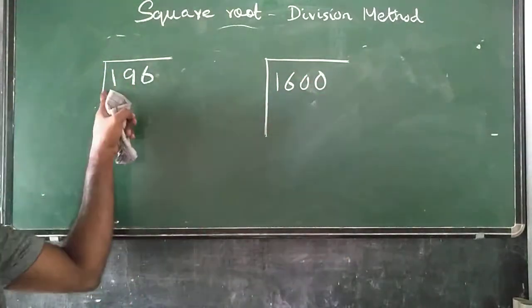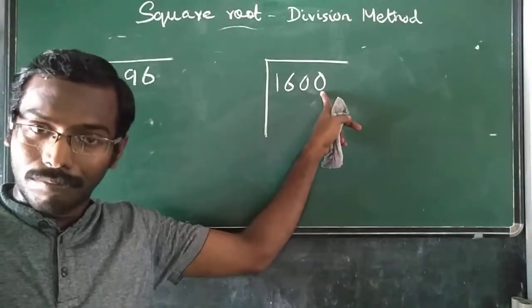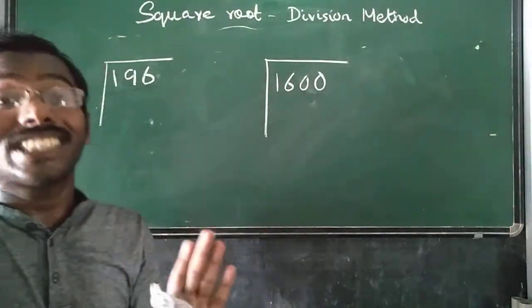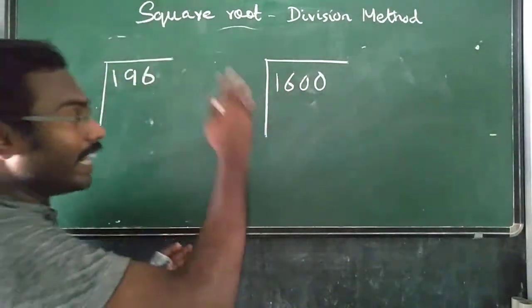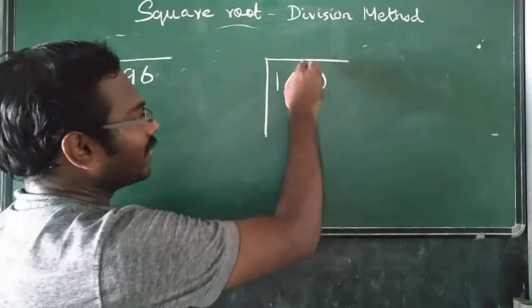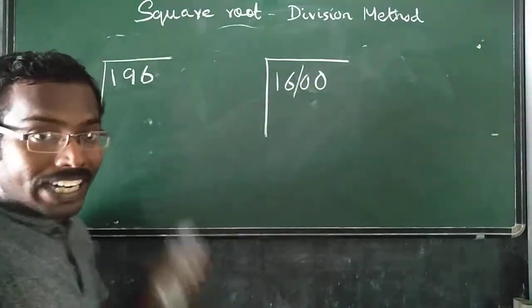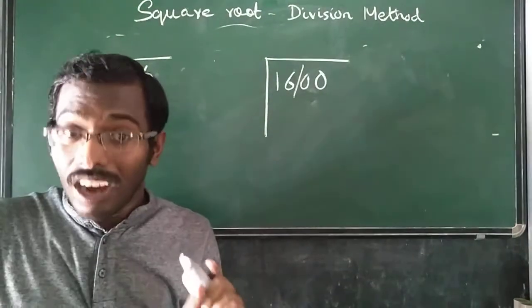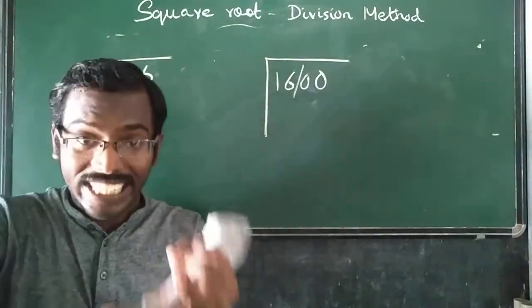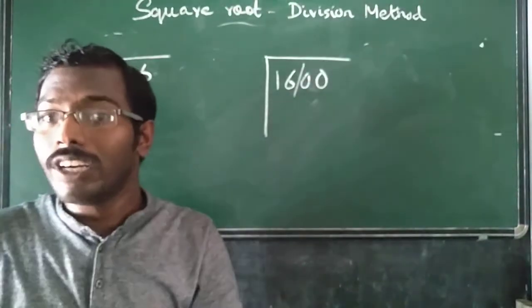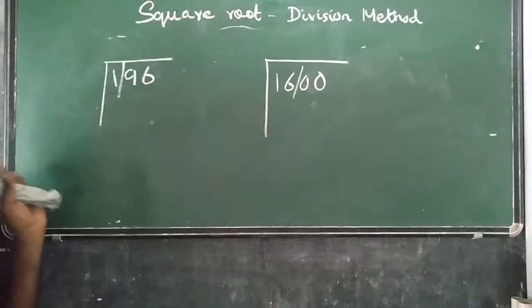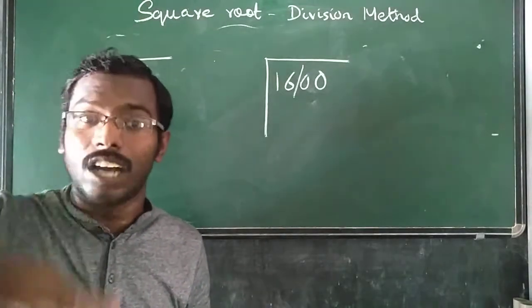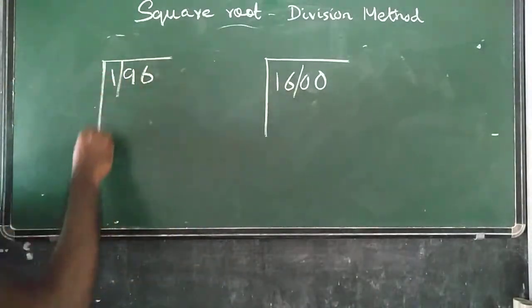Listen carefully. This is a 3-digit number, this is a 4-digit number. That is, this is an odd digit count, this is an even digit count. In an even number of digits, you can directly divide into pairs of 2. But in an odd number of digits, one digit will be left separate. So in case of an odd number of digits, 1, 3, 5, 7, what you have to do? The first digit alone should be separate. Why separate? I told you, every time we bring down 2 digits.